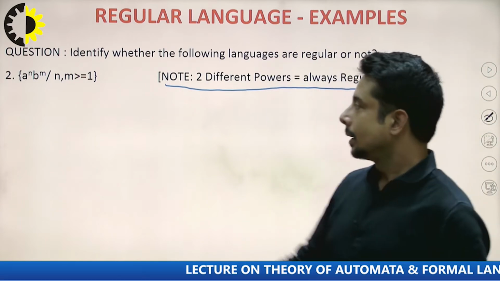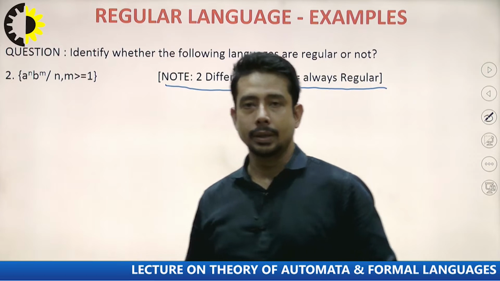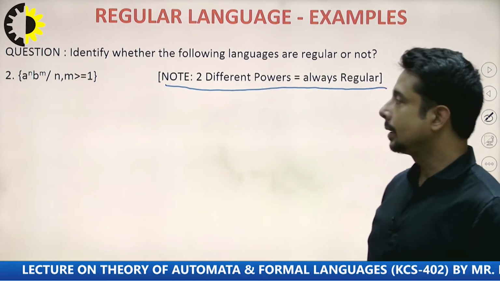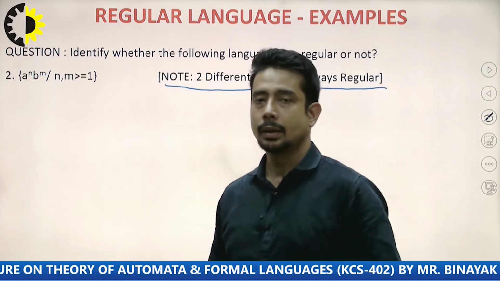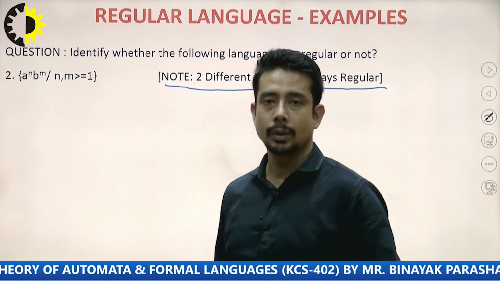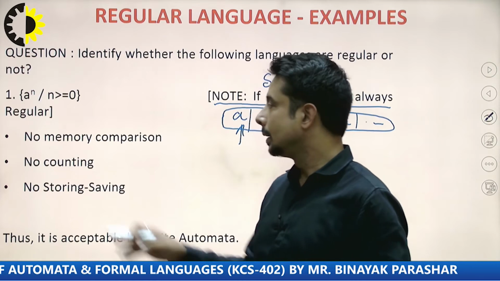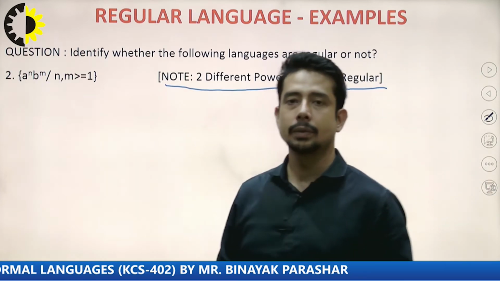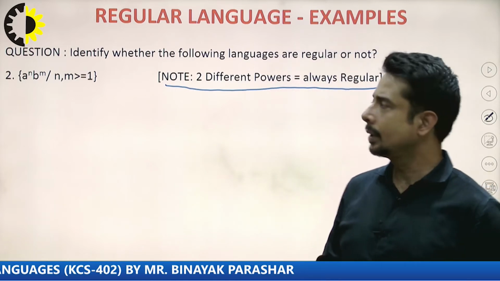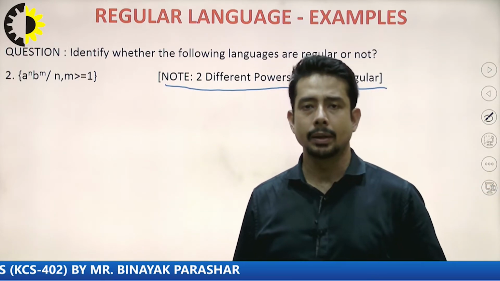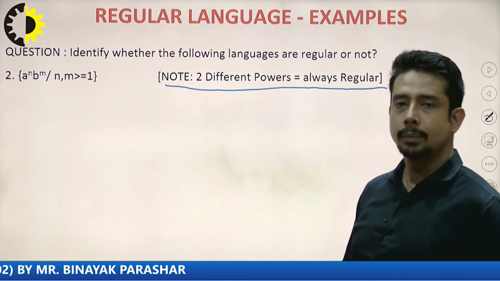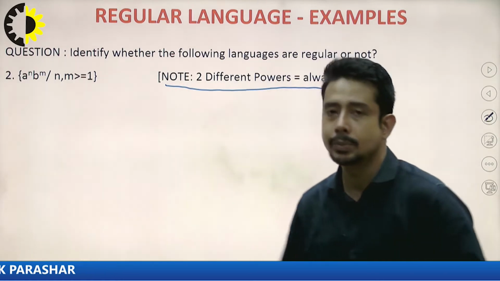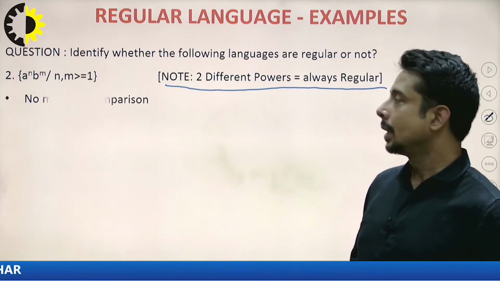Why? See, n and m are both different things, right? So if n and m are both different values, then definitely a to the power n and b to the power m are two different powers. So there is no concept of memory comparison with each other. First it will run for a. Suppose I have given n as 5, then definitely a will be read 5 times. I have no issue with b, because the m value I will be giving, suppose 7, then b will be running 7 times. So there is no concept of memory comparison.